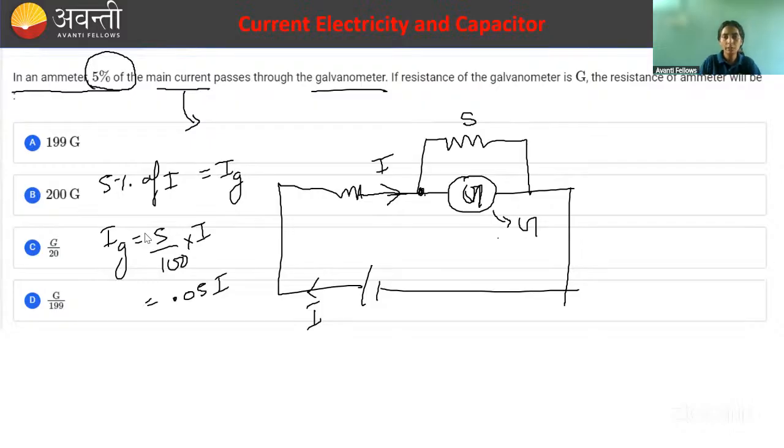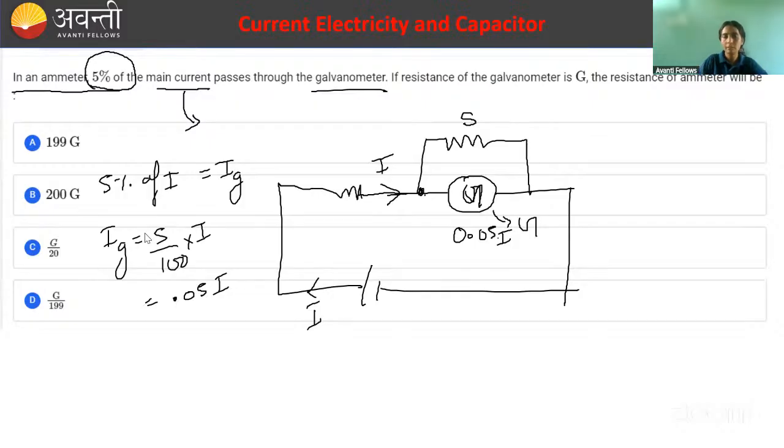So here you are getting 0.05 I. How much will go through S? Tell me, how much will go through S? Yes, Kiran. That is correct. Okay, now everyone got it, I guess. Yes, Kiran.